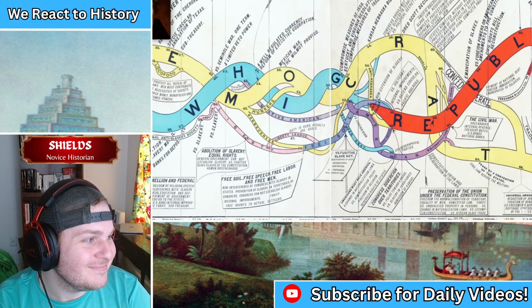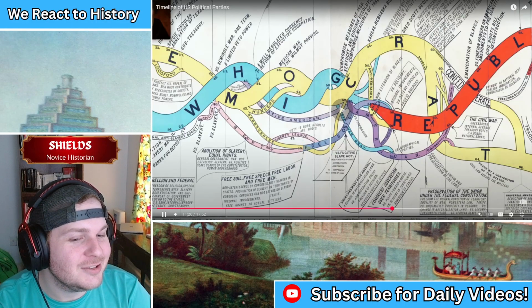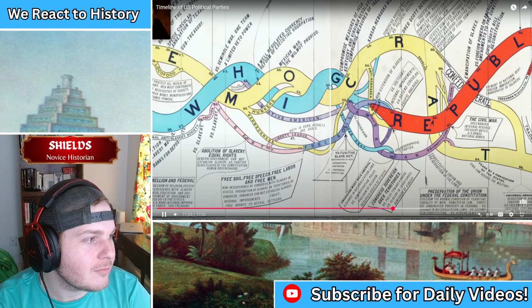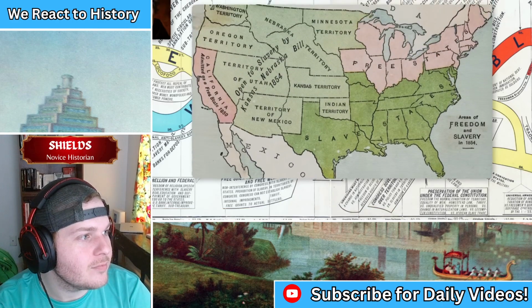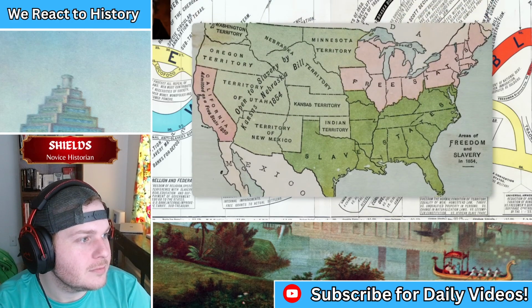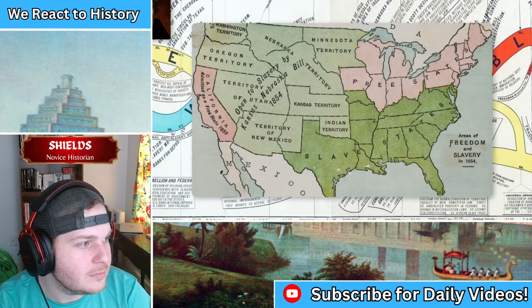But then in 1854, the issue of slavery came to a head with the passing of the Kansas-Nebraska Act, which basically meant that slavery could be extended to those areas.